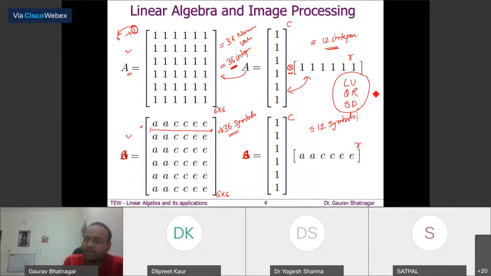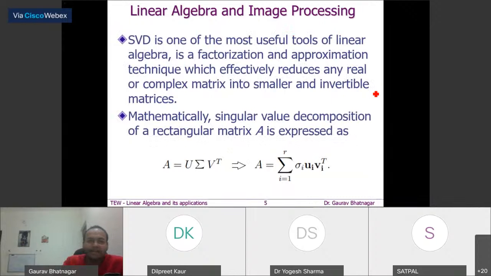You can go into any discipline, any domain, and you will definitely find an application of singular value decomposition. The only thing is you need to understand how the singular value decomposition is going to be applicable in that particular domain. So now let me define the singular value decomposition for a given matrix A. As I mentioned, SVD is one of the most powerful tools in linear algebra, and is a factorization and approximation technique.